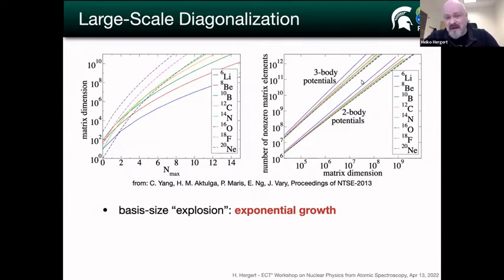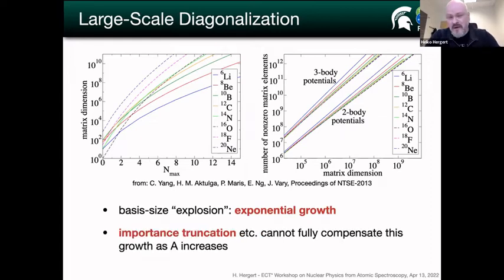But then you also notice that actually, if we include 3-body interactions, as we know we have to do in our low resolution description of nuclei, then the matrix gets significantly less sparse than if we had 2-body interactions alone. So one can devise means of dealing with that, let's say through importance truncations of the basis, but they cannot fully compensate this exponential growth either.